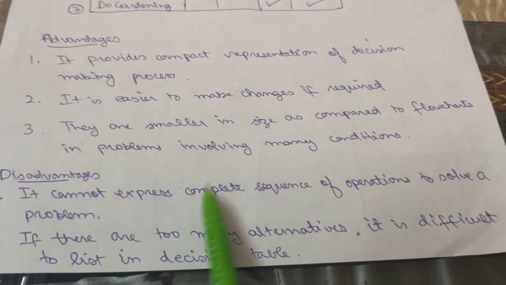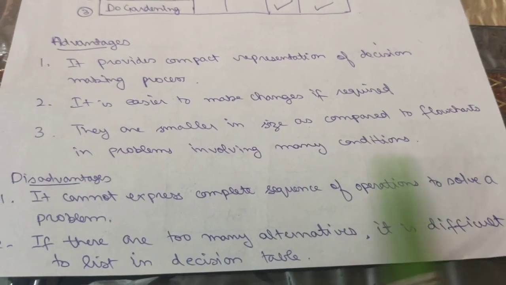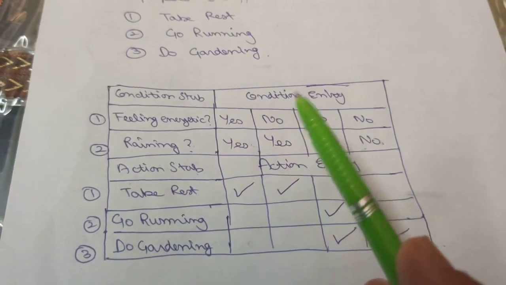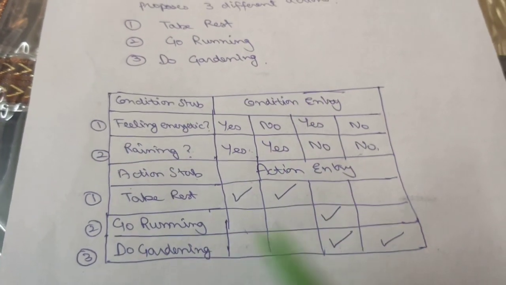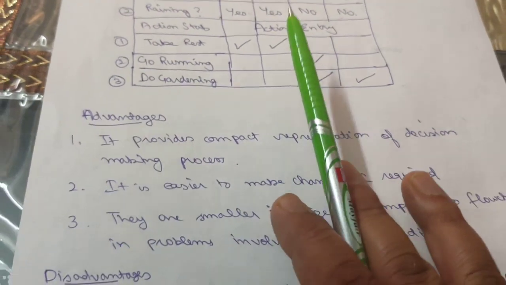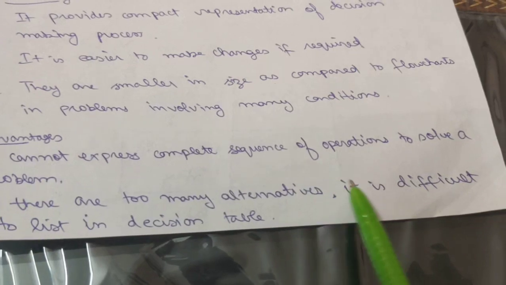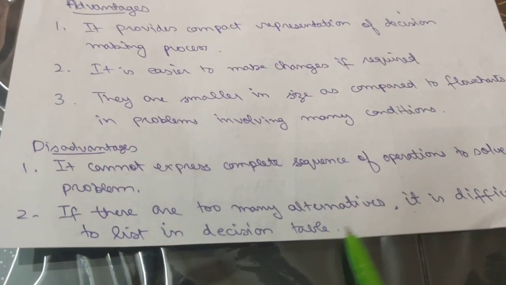Finally, there are two disadvantages. First, it cannot express the complete sequence of operations to solve a problem. That is, you only include the decision making process in the table, whereas the input output portion is left out. And second, if there are too many alternatives, it is difficult to list them in the decision table.